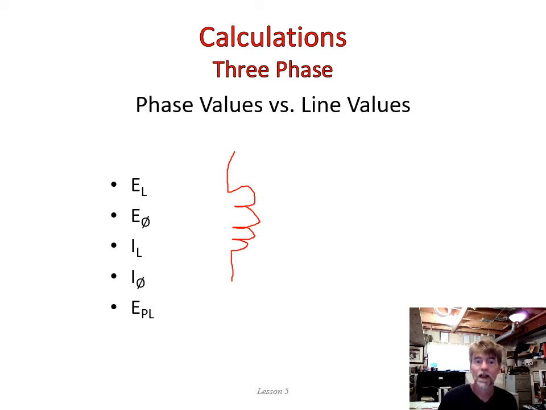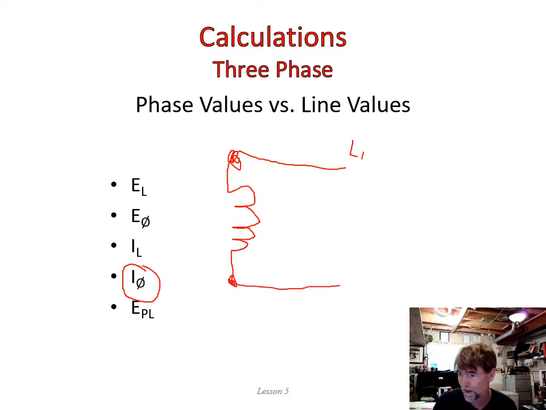And so the question is, how much current is flowing through that coil? And that is I phase. Then we are going to connect wires to that coil. We're going to make a connection right here. That's supposed to be a dot. And there's a wire, call that line 1. And then we're going to make a connection here, and we're going to call that line 2. So we've identified I phase as the amount of current flowing through that coil. I line then is going to be the amount of current flowing through that line.